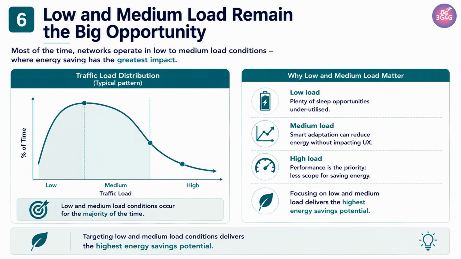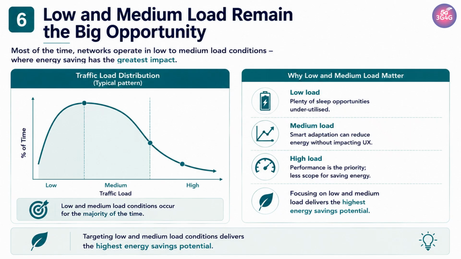At high load, the priority is performance. The network needs capacity, throughput, and reliability, so there is less room to switch things off. At low load, there are many sleep opportunities. If there is little traffic, the network can potentially reduce active bandwidth, deactivate secondary carriers, reduce radio activity, or allow components to sleep. At medium load, the situation is more interesting.